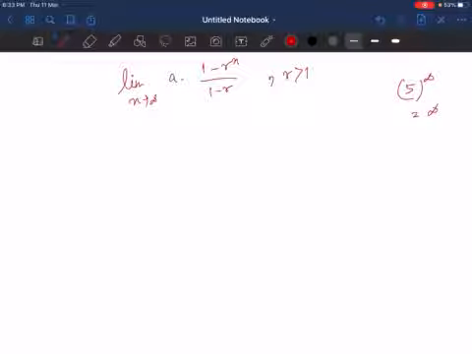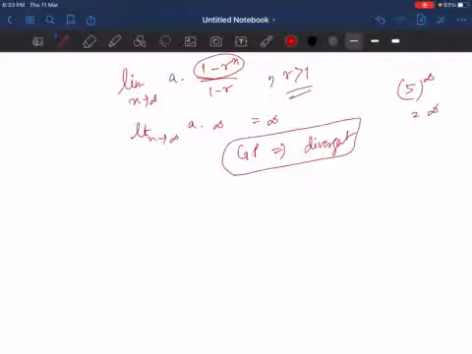So here, if I write carefully, limit n tends to infinity a dot, in the numerator we have infinity. So basically the answer is coming out to be infinity. So for r greater than 1, the GP series becomes divergent. Okay. So these are the two things we have.